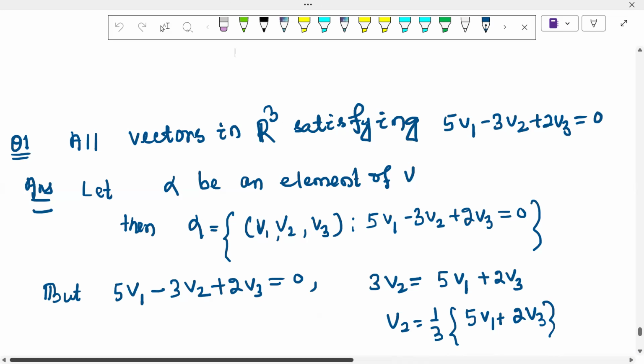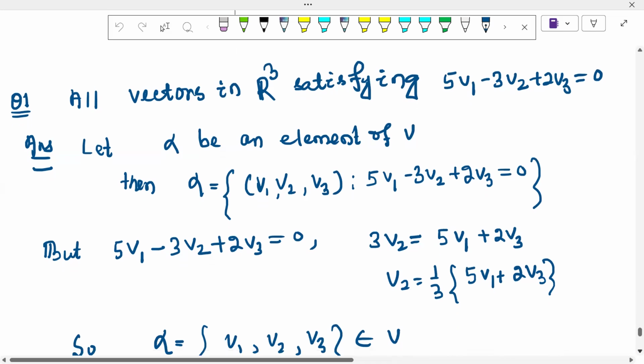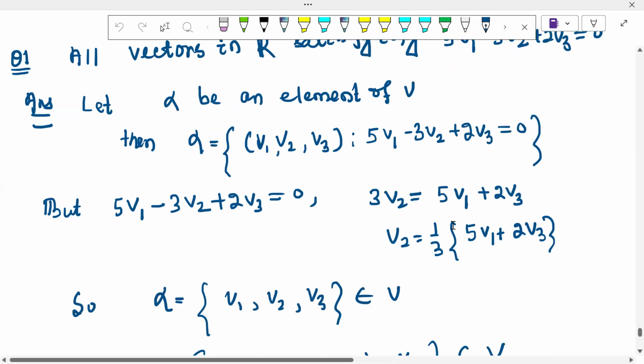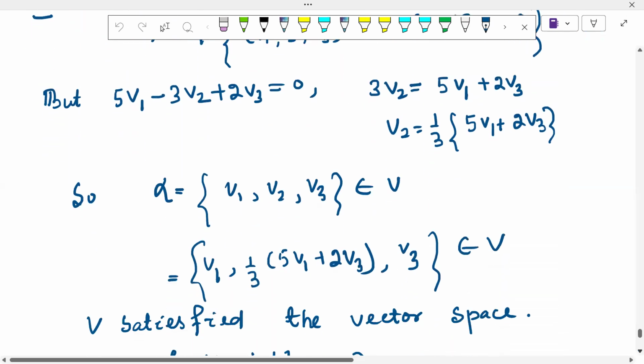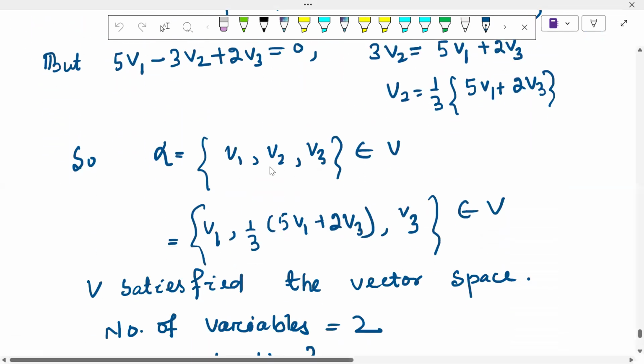So from this vector equation, we convert it to 3v2 equal to 5v1 plus 2v3, and that is v2 is equal to 1/3 (5v1 plus 2v3). So our vector space is considered (v1, v2, v3), and we just convert only one vector into the other two forms. So alpha can be expressed as (v1, v2, v3), and you substitute v2. v1 remains fixed, and v2 is equal to 1/3 (5v1 plus 2v3), comma v3.